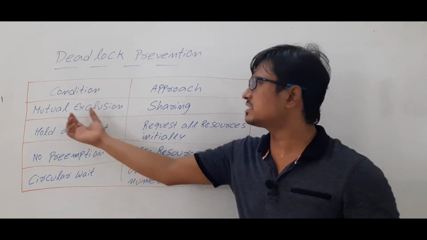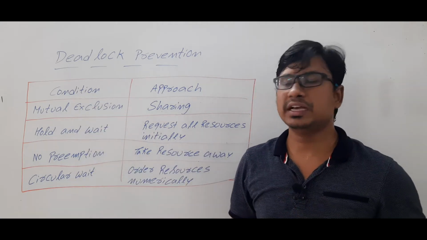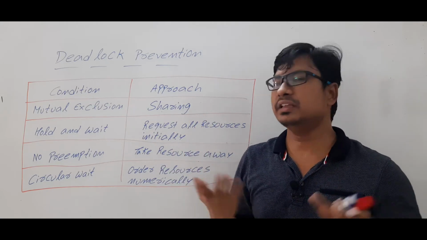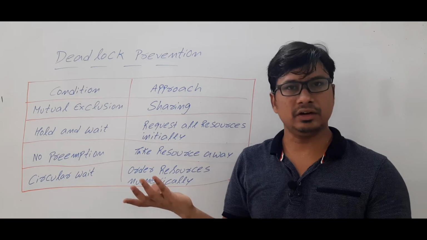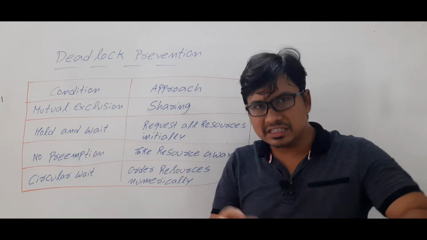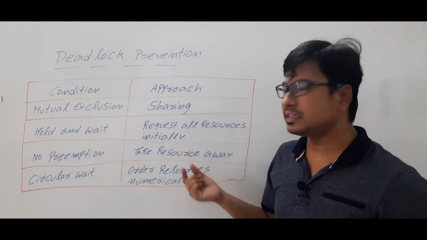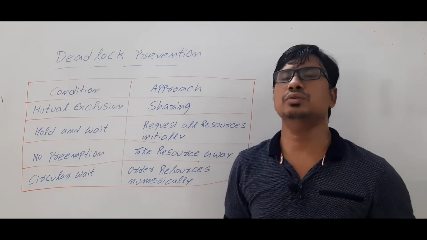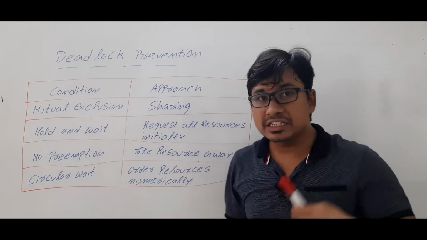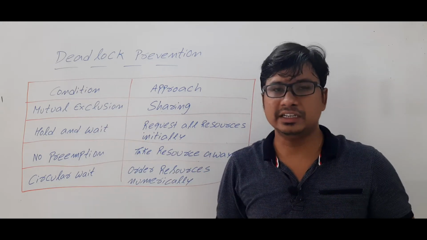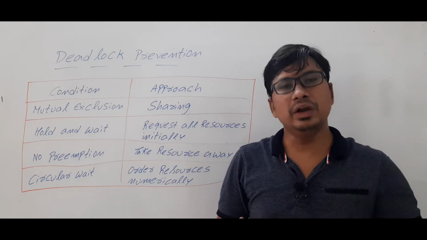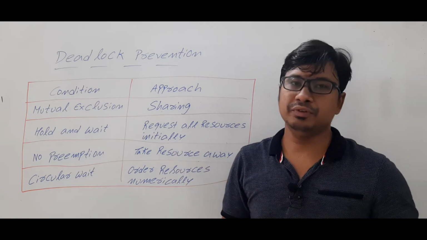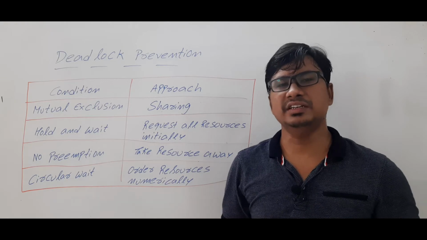Is it clear? Suppose I disable mutual exclusion, then sharing is allowed. If sharing is allowed, then there is no deadlock at all. Similarly, if I disable hold and wait, meaning request all resources initially, then also there is no deadlock. So we will discuss: can we disable the mutual exclusion condition? Can we exclude hold and wait? If we exclude hold and wait, what problems will we face? All these things I will discuss in detail for you.